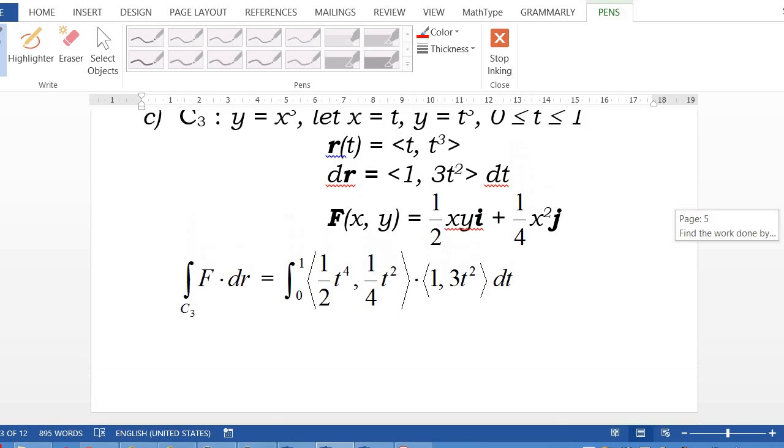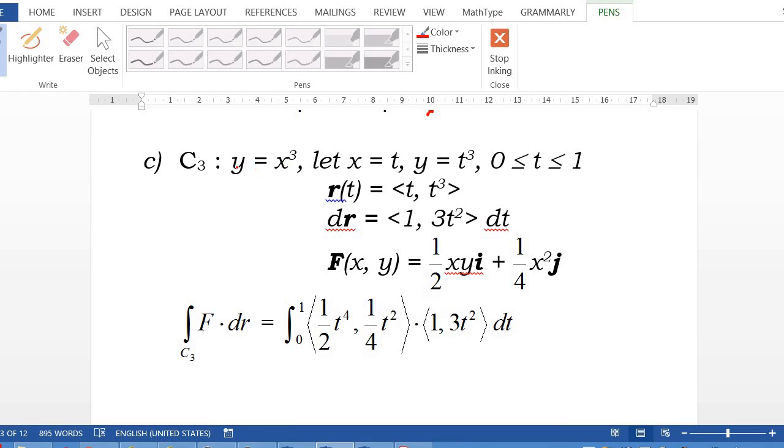Okay, let's look at curve C3. Y equal to x cubed. Let x equal t, then y will be t cubed. Since x goes from 0 to 1, t also goes from 0 to 1. So r(t): component i is x, which is t, and component j is y, which is t cubed. Then dr is 1, 3t squared, dt. F(x,y) is half xy i plus 1 fourth x squared j.